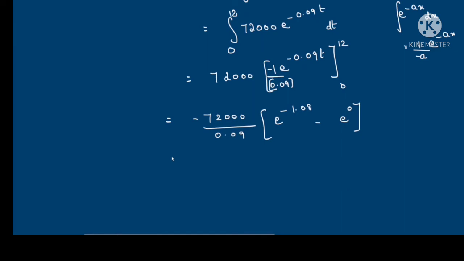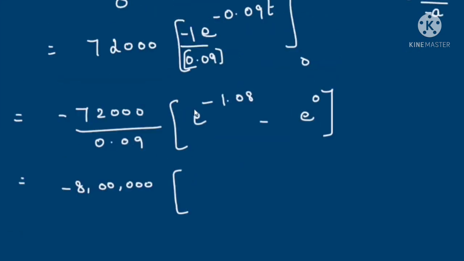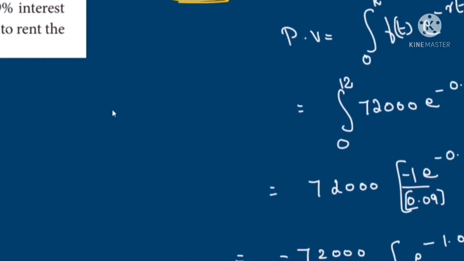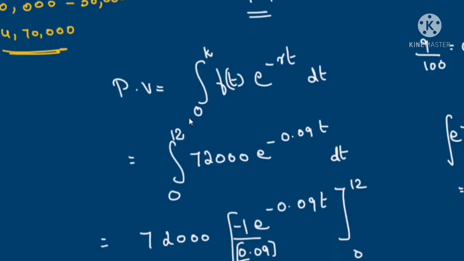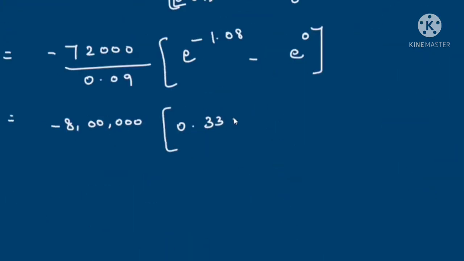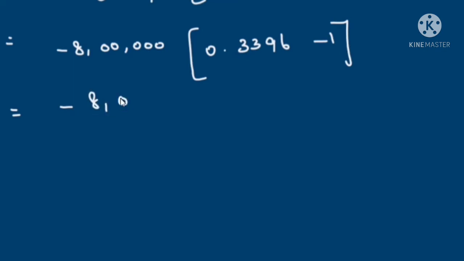So this is equal to minus 72,000 divided by 0.09. You can use the calculator here. So it is minus 8 lakhs. Then e power minus 0.8, the value is given in the question as 0.3396. Then e power 0, the value of e power 0 is always 1. So now subtract. That is equal to minus 8 lakhs, 0.3396 minus 1, that is minus 0.6604.